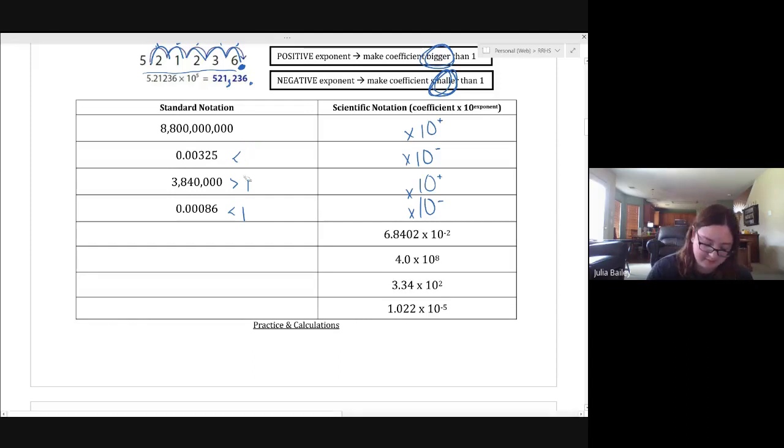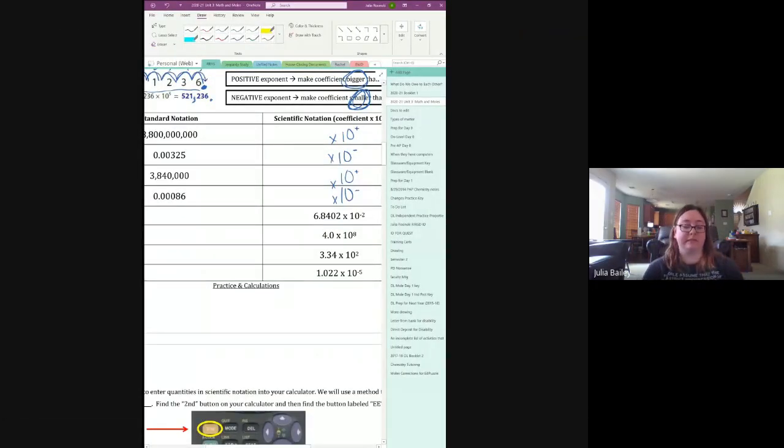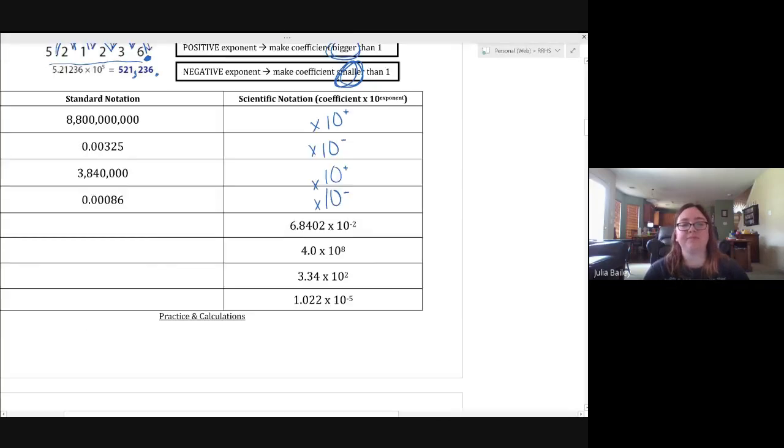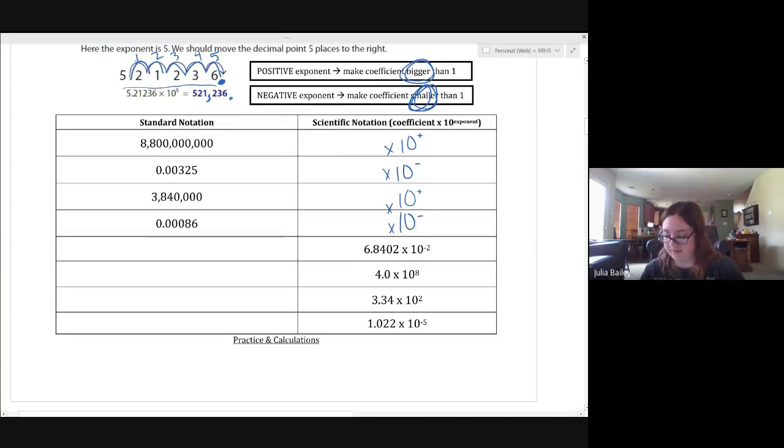Once you know if the exponent is going to be positive or negative based on the original number being greater than or less than 1, then you can start moving the decimal point. When I look at this top problem, I know I need to make a coefficient greater than 1. So if I take that implied decimal point that's right here, if I moved it this way, then I'm not going to get something between 1 and 10 because I'm going to be getting bigger and bigger and bigger, further and further away from 1 and 10. So I need to move it the other way.